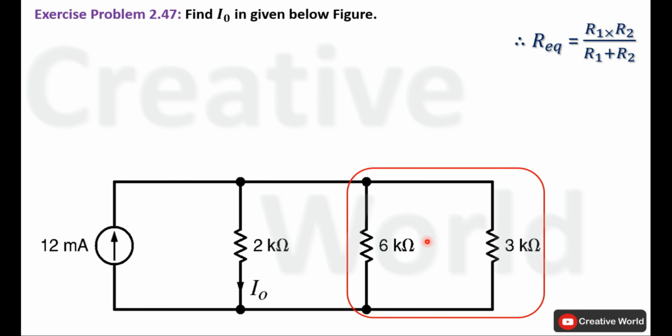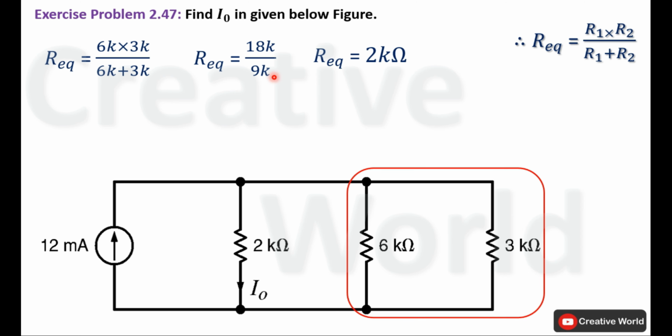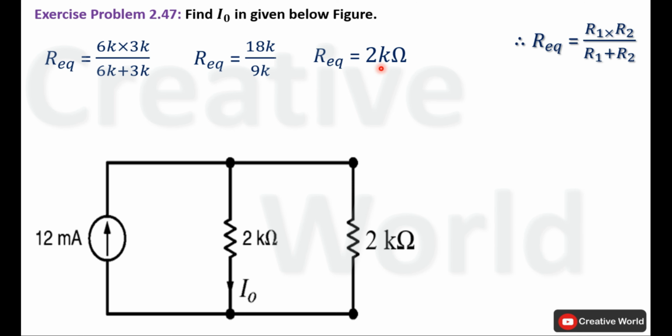In this formula, R1 is 6 kilo ohm and R2 is 3 kilo ohm. So place the values inside this formula: product of both resistances divided by their sum. Product of 6K and 3K will become 18K and sum of 6K and 3K will become 9K. Now divide 18K by 9K, the answer will be 2 kilo ohm. So we can replace these two parallel connected resistances with a single resistance that has the value of 2 kilo ohm. So modify the circuit according to the calculated value of R equivalent.